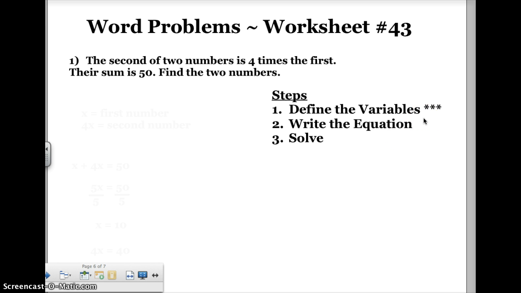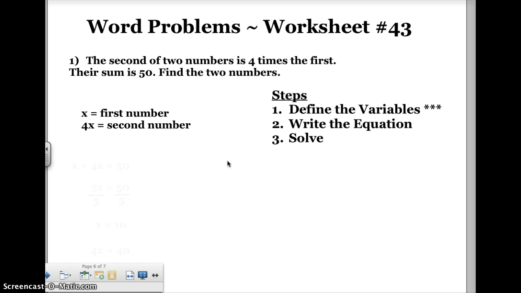And what I mean by that is you've got to have like x is equal to the first number or the second number, and then depending on what the rest of the problem says, you have to define what the other number is also. So if I look at this problem, it says the second of two numbers is 4 times the first. So because of that, I'm going to have x be the first number and 4x be the second number. Now from the rest of the problem, it says their sum is 50.